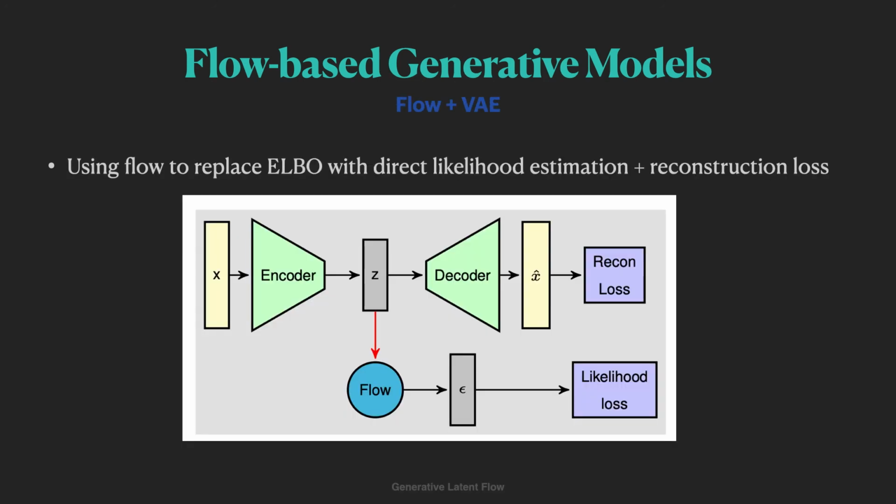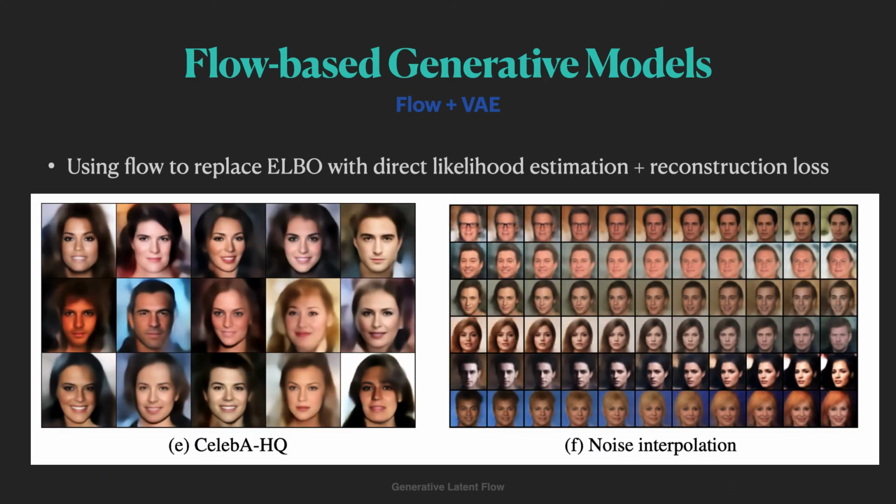Another approach to handle the issues with flows is not to use a flow for the full architecture, but to combine it with other methods. For example, using it with VAE architecture to directly optimize P of X instead of the ELBO, and you can see that it shows relatively nice results compared to a VAE. Or, as we saw before, combining this with GANs to control the latent space.